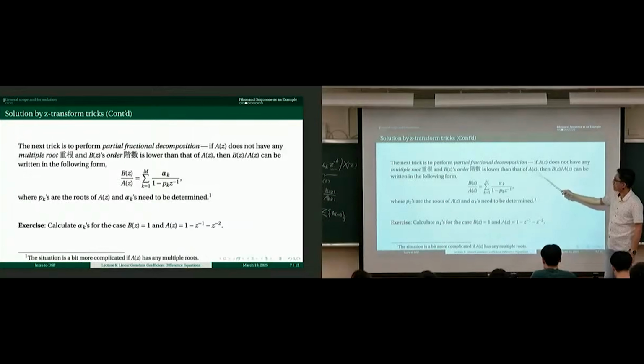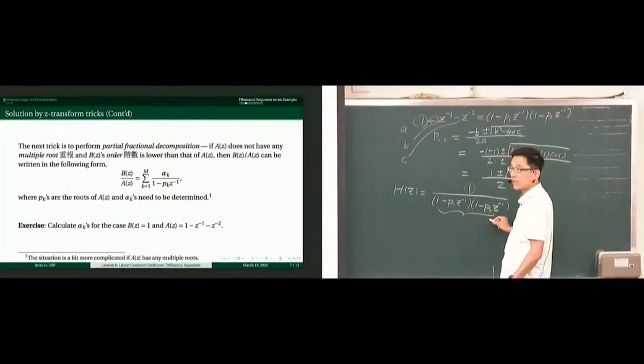It turns out that any B(z) divided by A(z), in principle, if B(z)'s order is lower than that of A(z), B 的阶数, and in this case, indeed, B is zero order, right? A is second order, right? So B's order is lower than that of A.